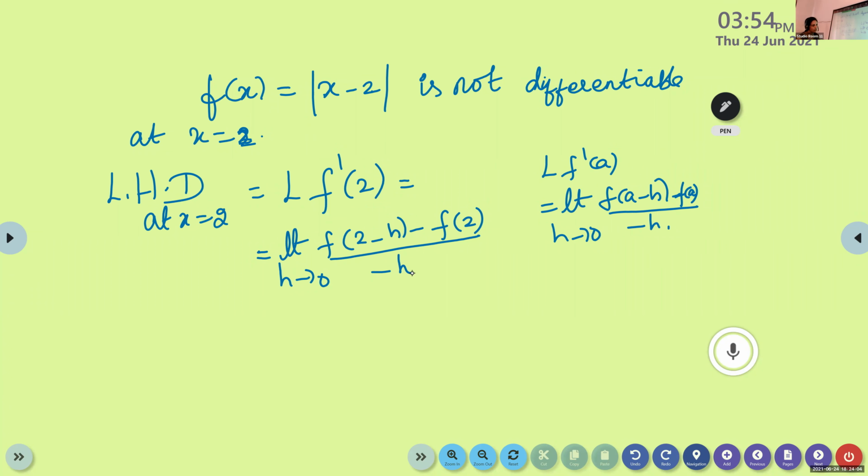Is it okay, children? Don't write. First listen, children. Then only you'll be able to follow this. Limit h tending to 0, f of 2 minus h minus f of 2 by minus h.